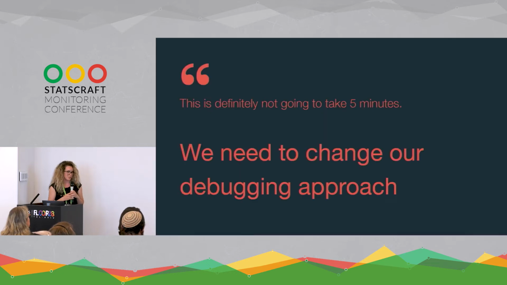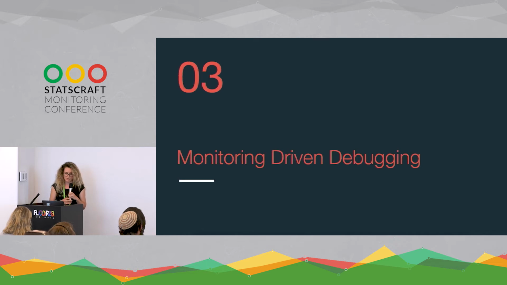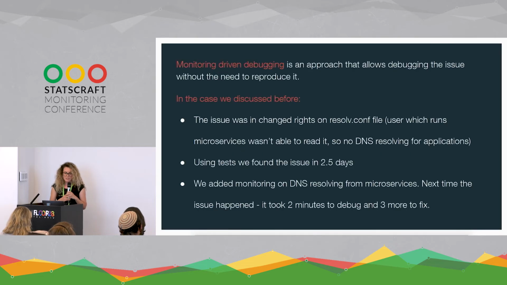That's definitely not going to take 5 minutes, and it was an incident in production, which means we needed to fix it as soon as possible. So we needed to change our debugging approach, and that's how we got to monitoring-driven debugging. The idea of this approach is that it allows you to debug issues without the need to reproduce them. Basically, you start any incident by opening graphs and looking at what went wrong, and not by reproducing the issue.